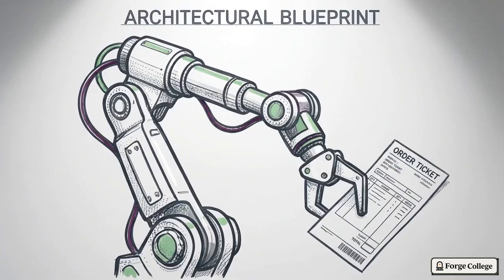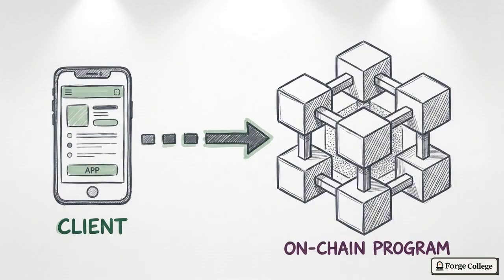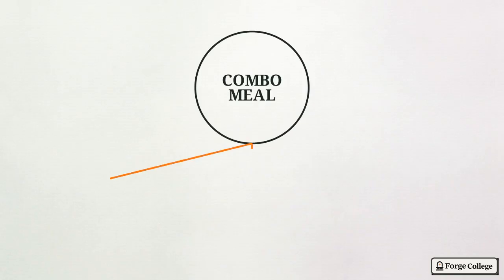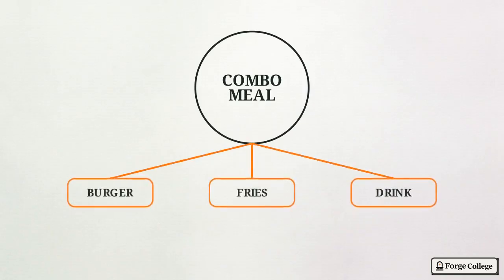The very first decision you have to make is defining your program interface. This is the exact method your client application uses to hand its orders to the on-chain program. Let's look at a chart comparing our options. The first option is a single call composite instruction. This is the combo meal button. You press it, and the robot attempts to make the burger, fries, and drink all at exactly the same time.